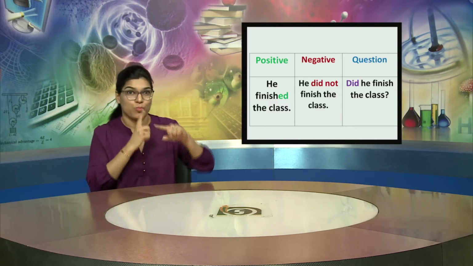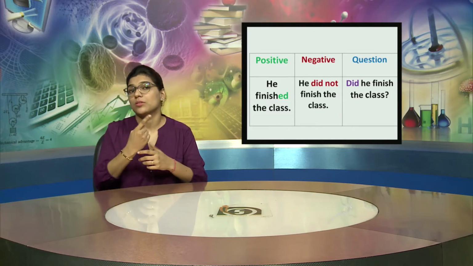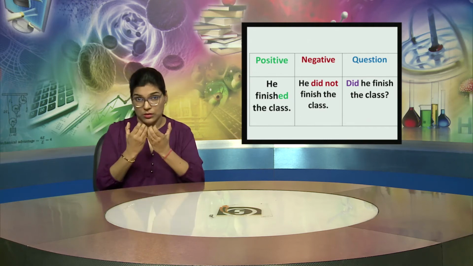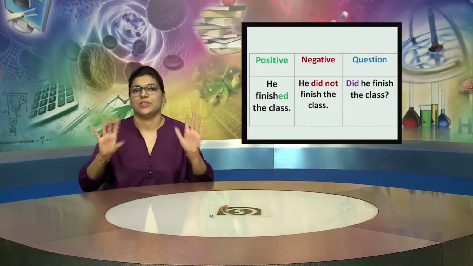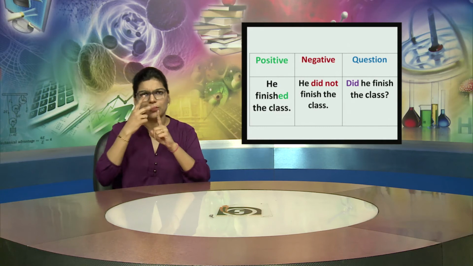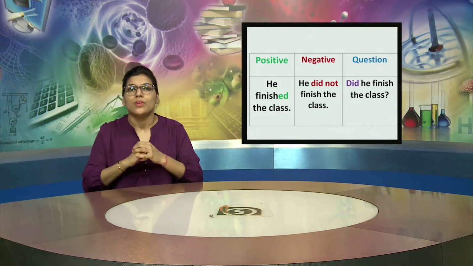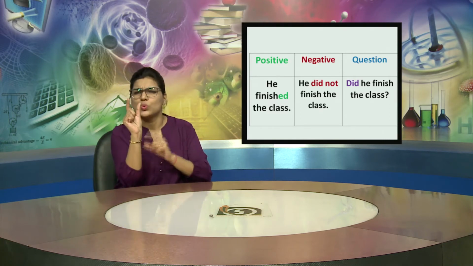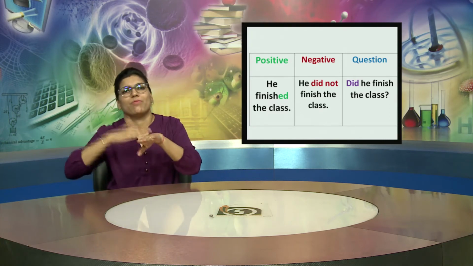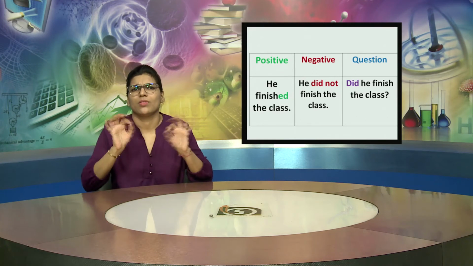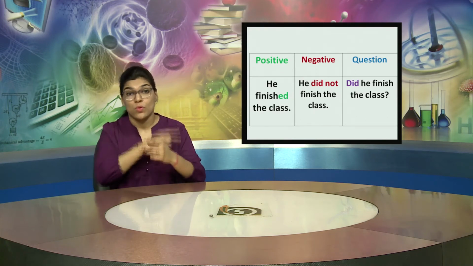Now, on the screen you can see again there are three columns. The positive, it is in green color. The statement is he finished the class, or you can say the class is finished. It is a simple sentence. Finished, ed has been used there.